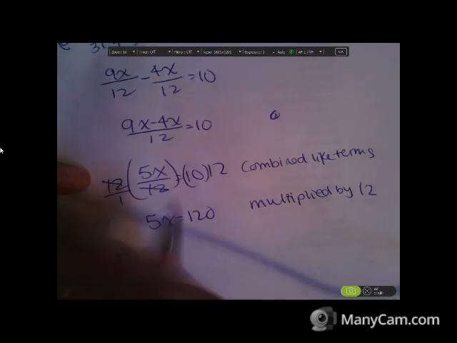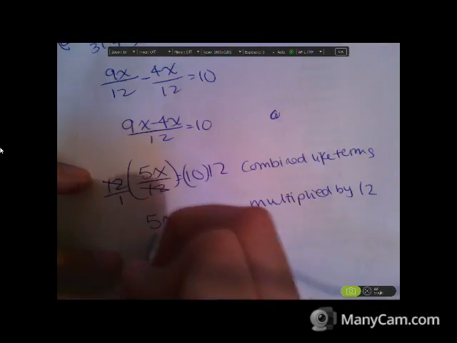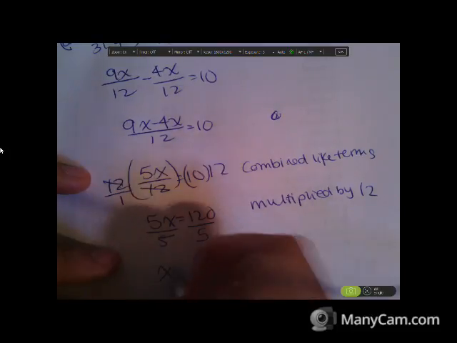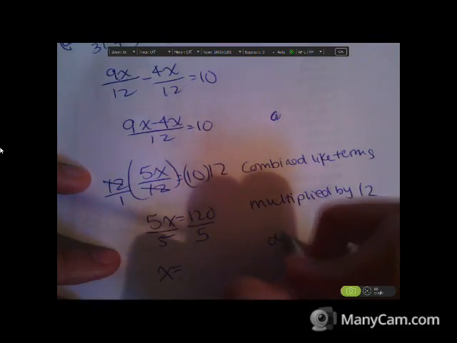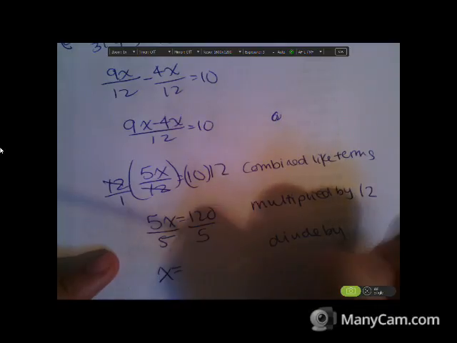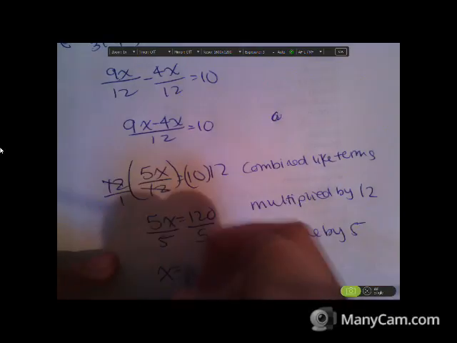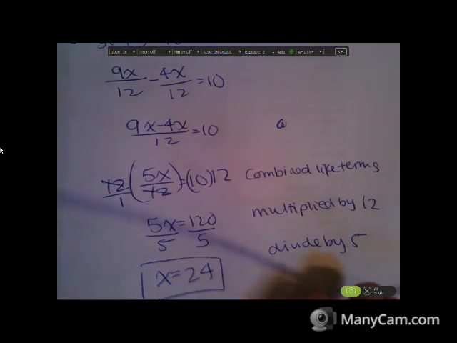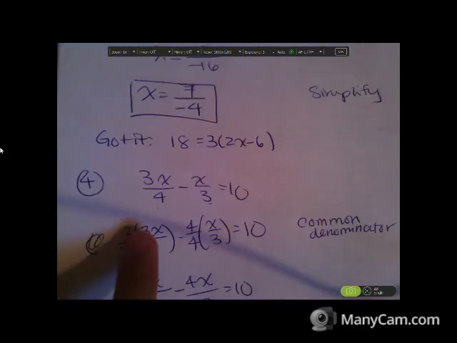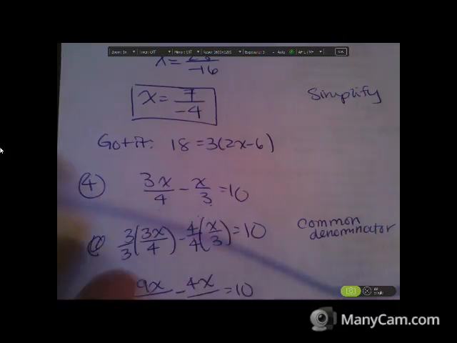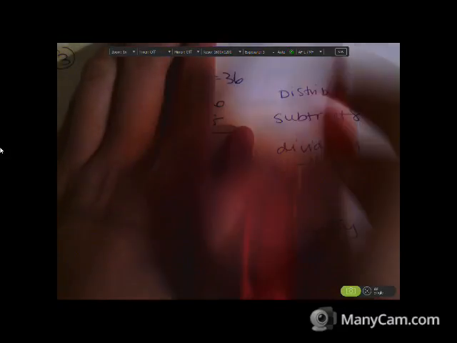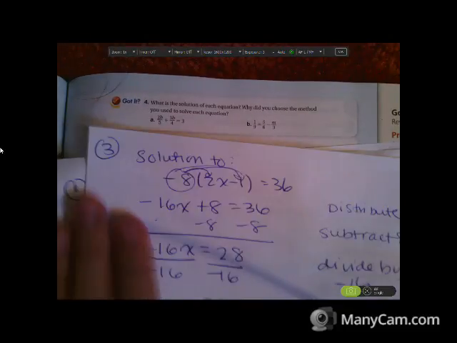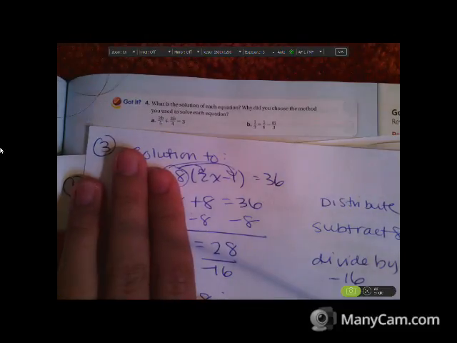So now, I want to get 1x. So, remember, we got to divide by the coefficient. So we divide by 5. And 120 divided by 5 is 24. And to check that, for every x you see, plug in 24 up here. So why don't you try the got it's up here. What's the solution to each equation?